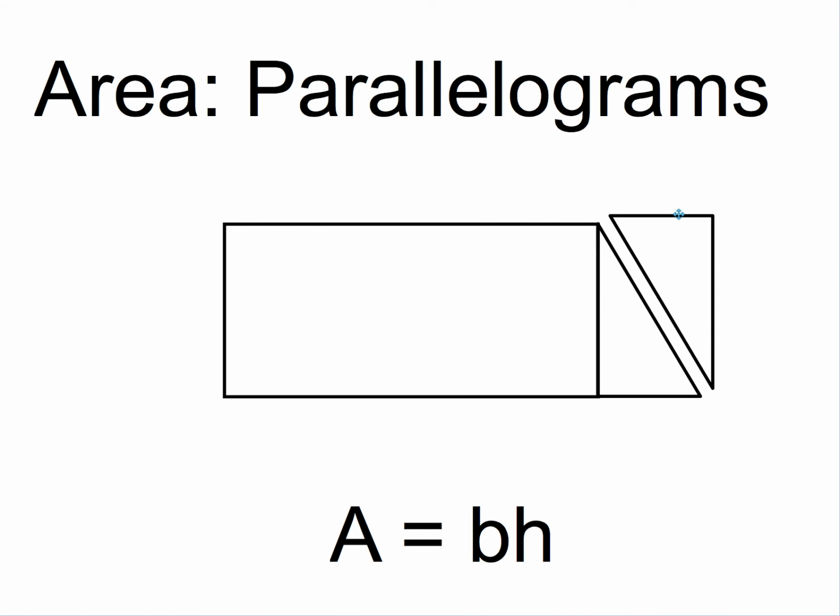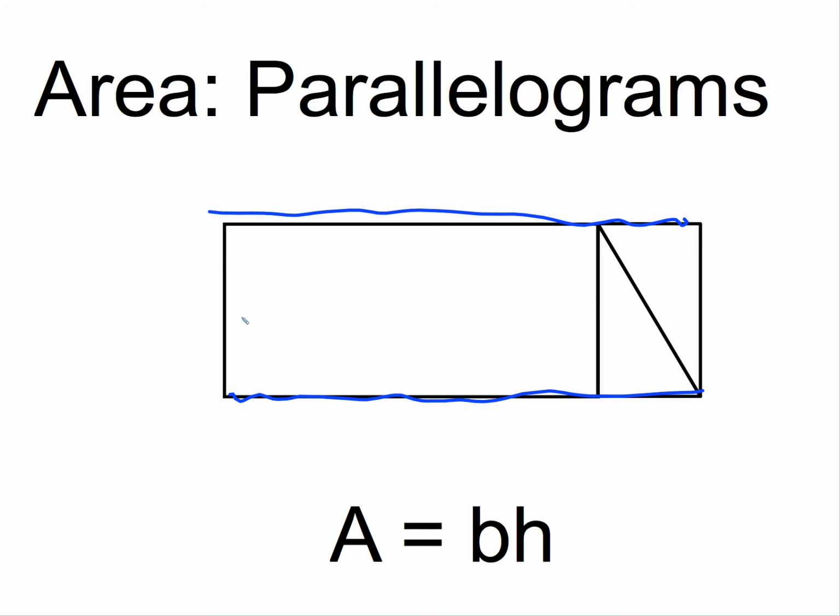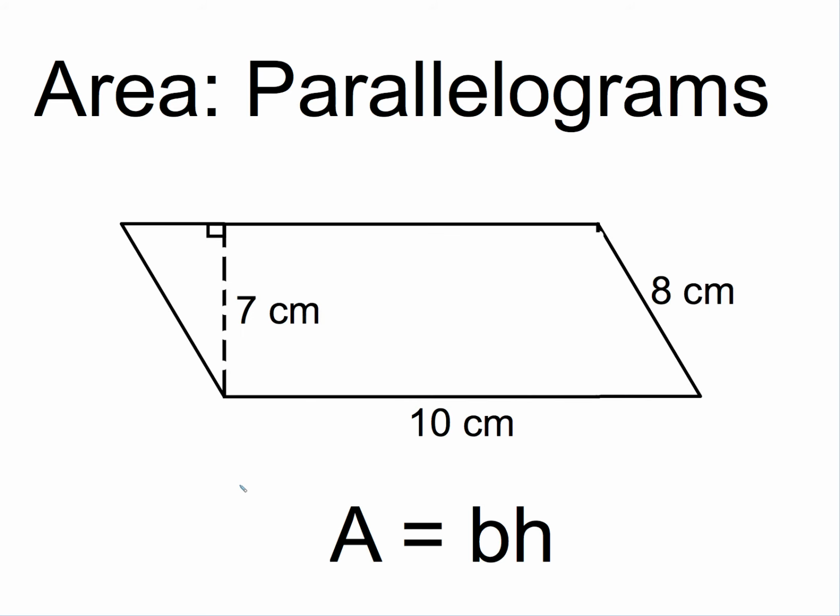Okay, so just like I had here, this is a rectangle. So I want to multiply the base, which would be down here, or base could be the top number, times the height from the top to the bottom. And they have to meet at a right angle. So let's look at an example here. If this is your parallelogram and I want you to find the area, you need to figure out the base and the height. Remember that they have to meet at a right angle.